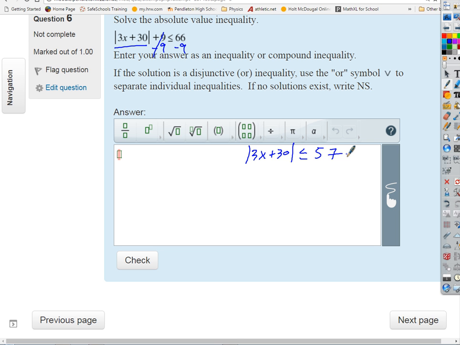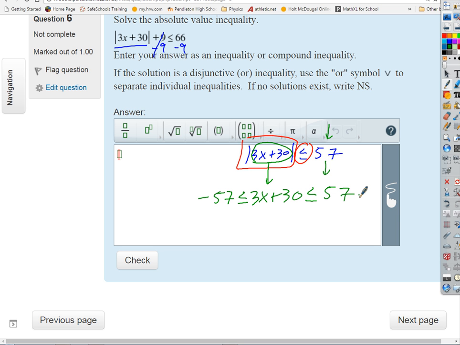And then I can now make my trade. I've got an absolute value expression that's less than or equal to a number, so this is going to become a compound AND inequality. So whatever's inside the absolute value bars goes in the middle. And that's going to be greater than or equal to negative 57 and less than or equal to positive 57.